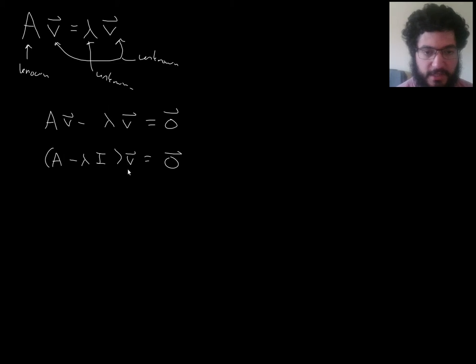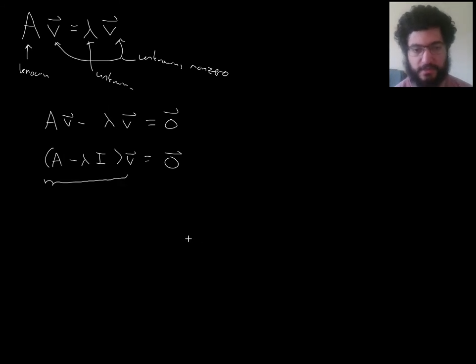And we're interested in non-zero v's, right? We're purely interested in non-zero v's. Now, there's only possibly a non-zero v that makes this true if this matrix has a non-trivial null space, right? We're actually interested in v's that are in the null space of this. So actually, let's write it down like this.